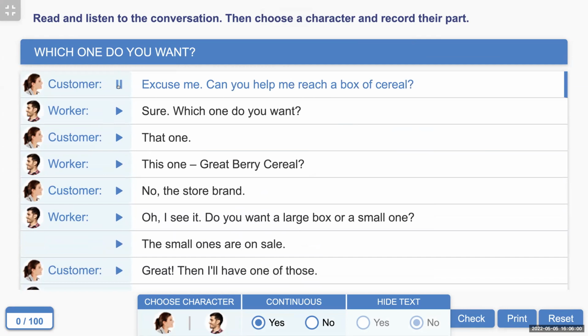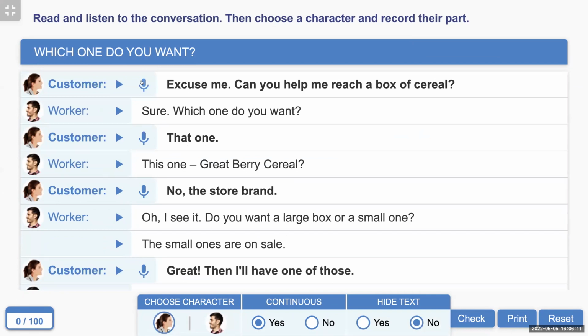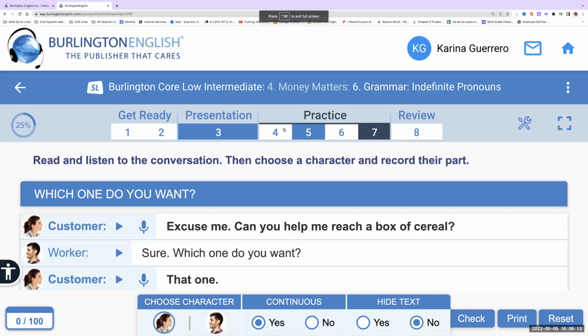Excuse me, can you help me reach a box of cereal? Excuse me. And then once you choose what character you're going to be, remember it gives you the microphone. So make sure that you do that.